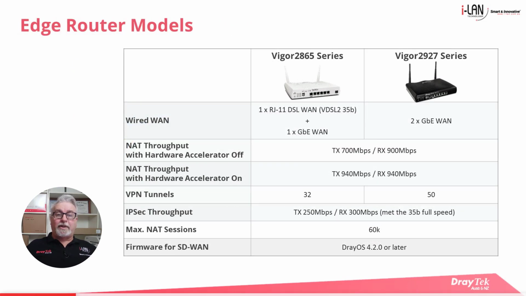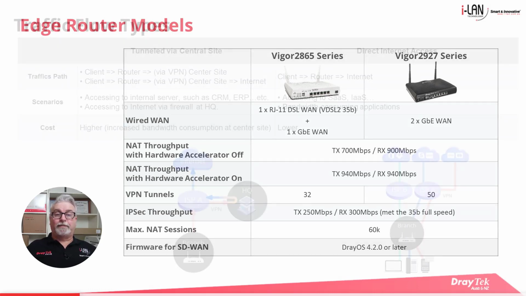The first router series DrayTek released with SD-WAN capabilities were the Vigor 2865 series and the Vigor 2927 series. You'll find both of these products on our website and overview videos on our YouTube channel.